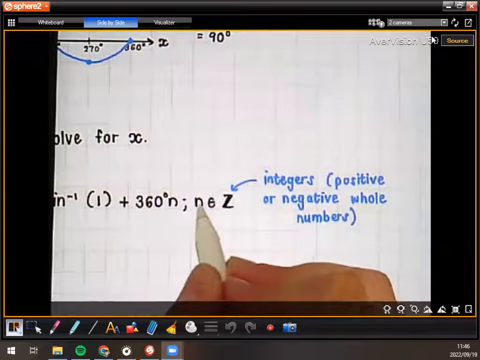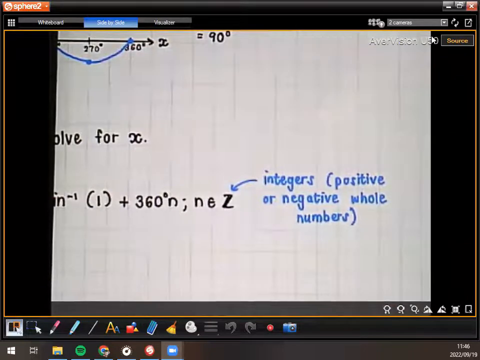So that is the extra bit that we have to add in when we're doing a trig equation, which we won't do with a normal equation. Because when we're thinking of trig graphs, they repeat the same shape, the same values every 360 degrees.